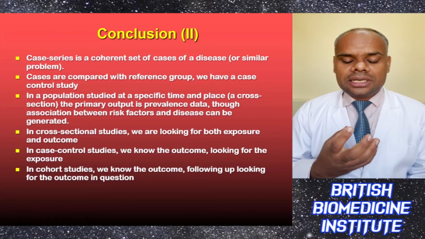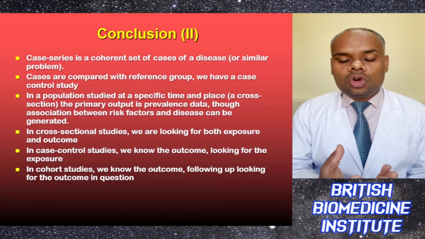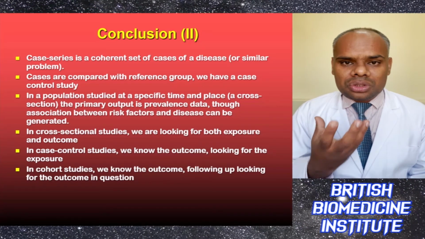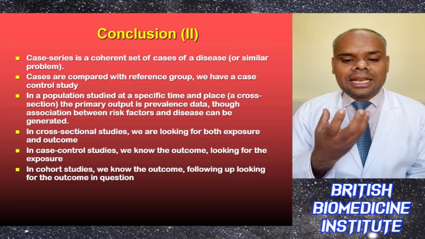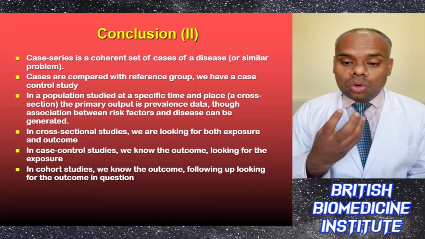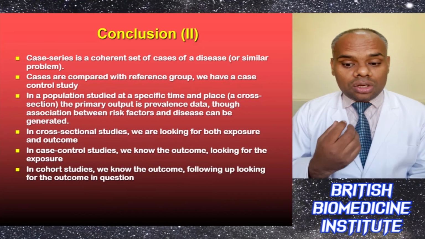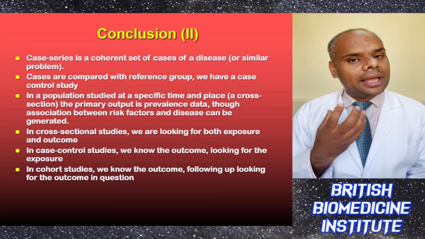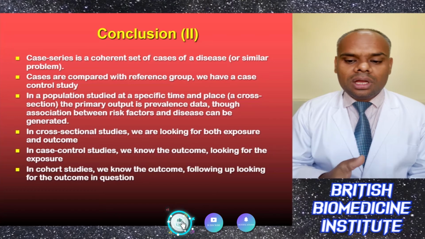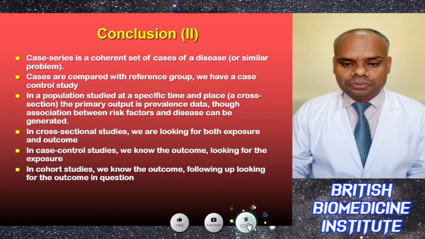In a population study at a specific time and place, a cross-sectional study, the primary output is the prevalence data, though association between the risk factor and the disease can be generated. In cross-sectional studies, we are looking for both exposure and outcome. In case control studies, we know the outcome, looking for the exposure. In cohort study, we know the exposure, and follow up looking for the outcome.